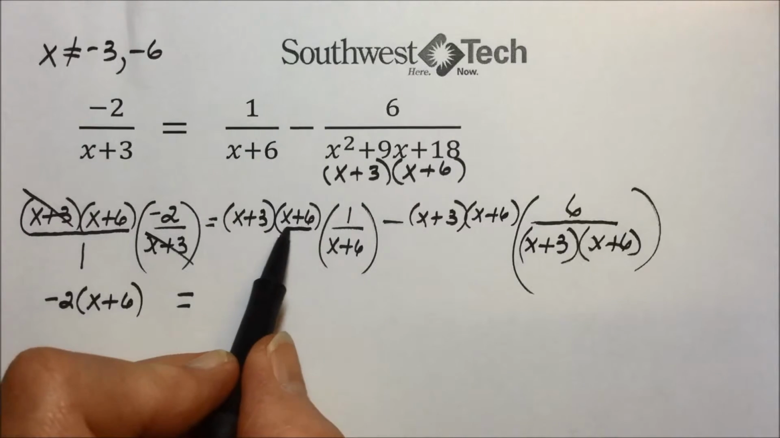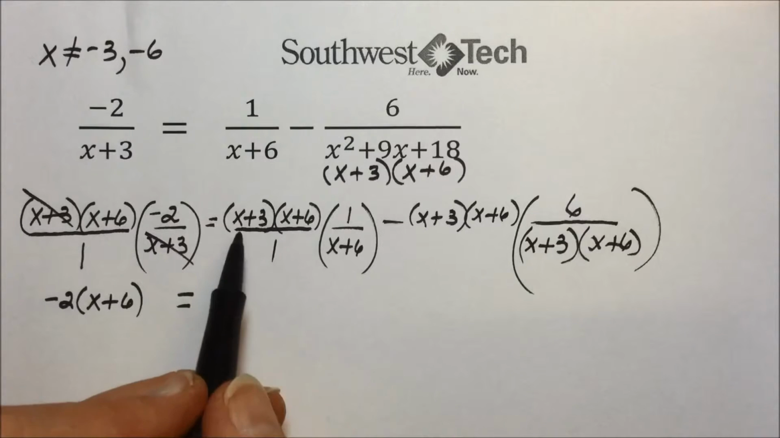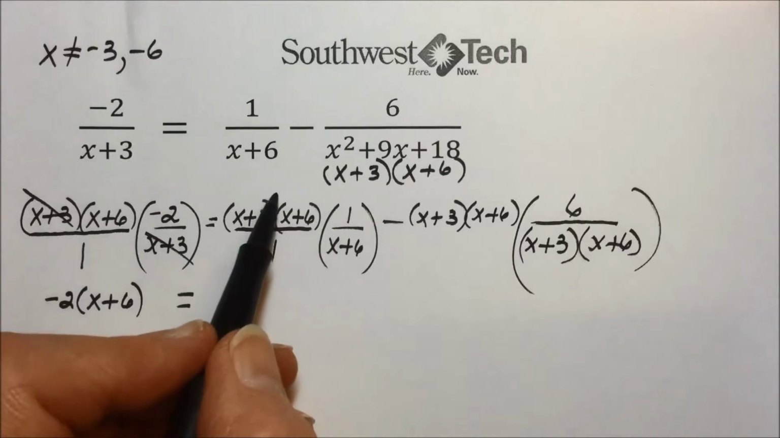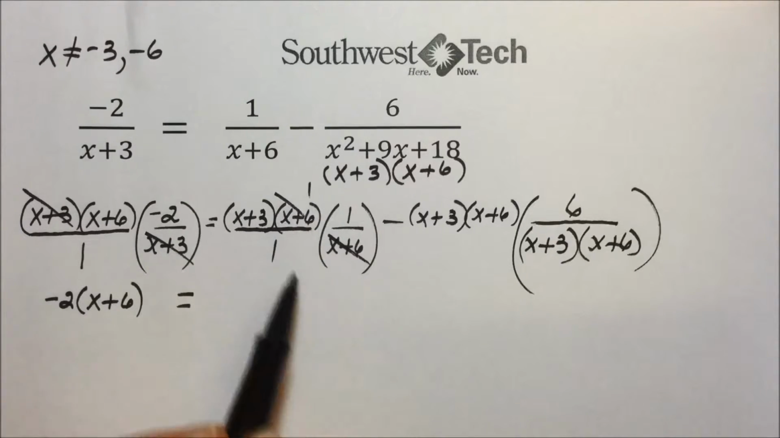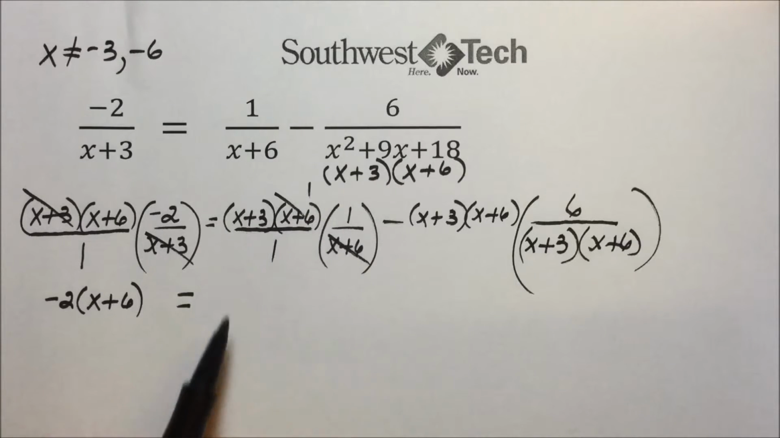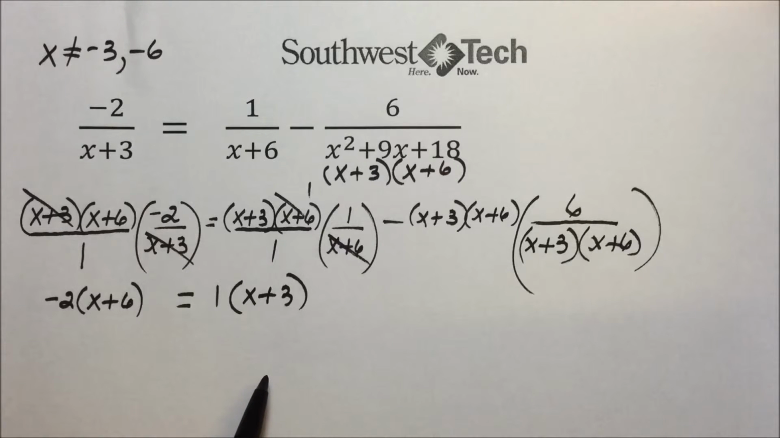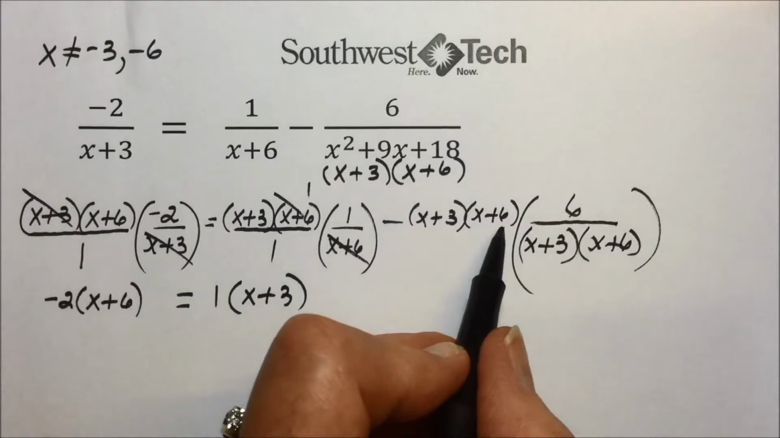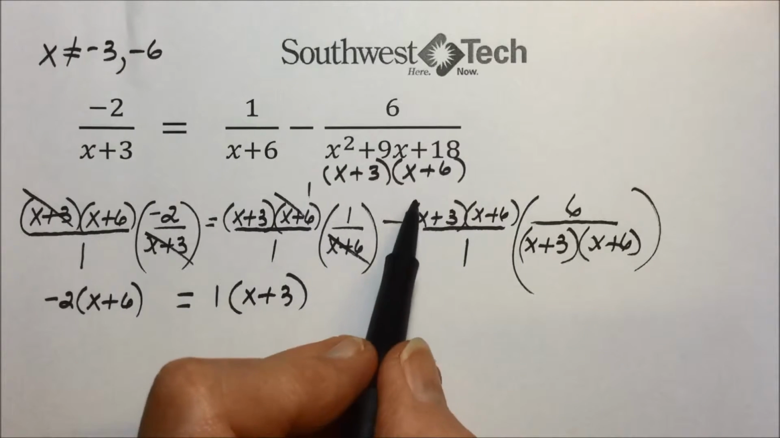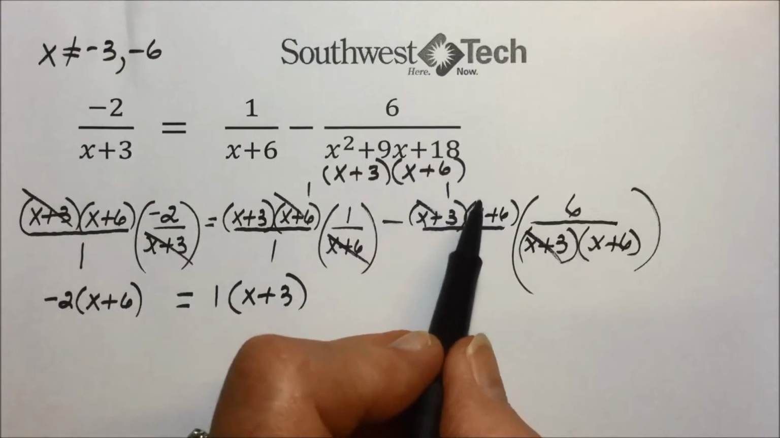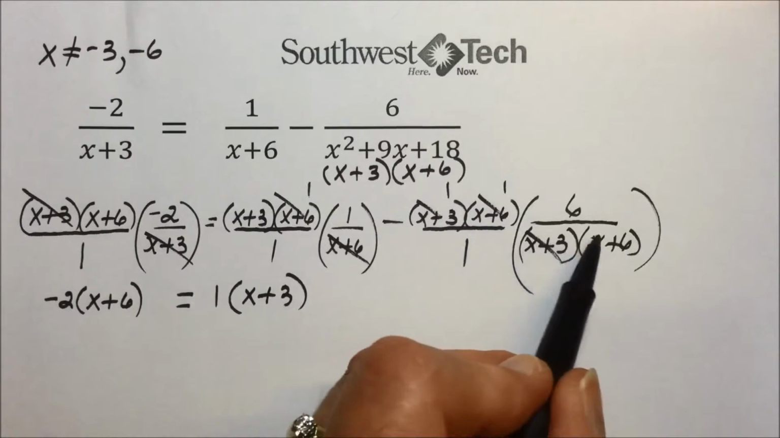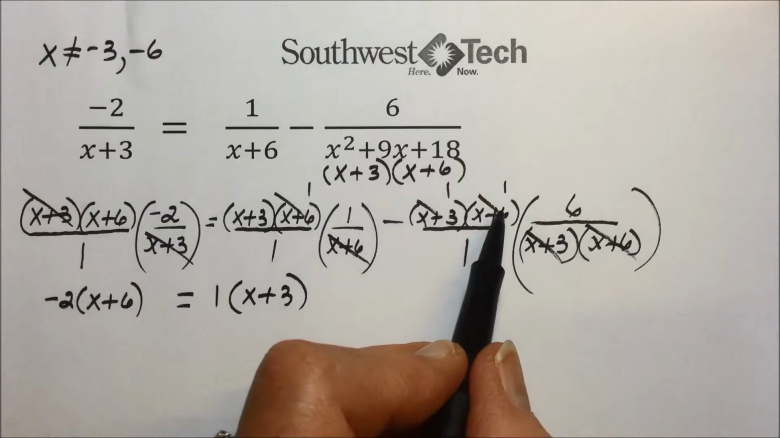Is equal to, again, these have a denominator of 1. We're multiplying fractions together. The x plus 6 over the x plus 6 cancel out, leaving a 1 times x plus 3, which is just x plus 3. And here on our last multiplication, the x plus 3 cancels out, leaving 1, and the binomial x plus 6 cancels out the x plus 6, leaving 1.